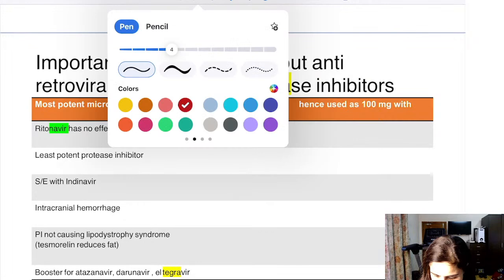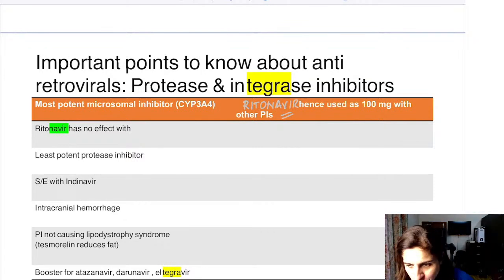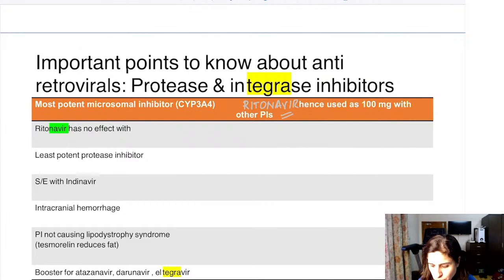मोस्ट पोटेंट कौन सा है जो हम यूज करते हैं फॉर बूस्टर्स? एज अ बूस्टर इट इज योर रिटोनावीर. ठीक है, रिटोनावीर. सो दिस इज एक्चुअली, आई डोंट वांट टू स्ट्रेस ऑन दिस, ये मस्ट नो ही है, यू हैव टू नो दिस, रिटोनावीर. ठीक है, सो इसलिए उसको यूज करते हैं along with the other protease inhibitors because it increases their, it's a inhibitor, so it will increase their effects, right? So इसको लो डोज में यूज करते हैं 100 milligrams along with the other protease inhibitors, right?